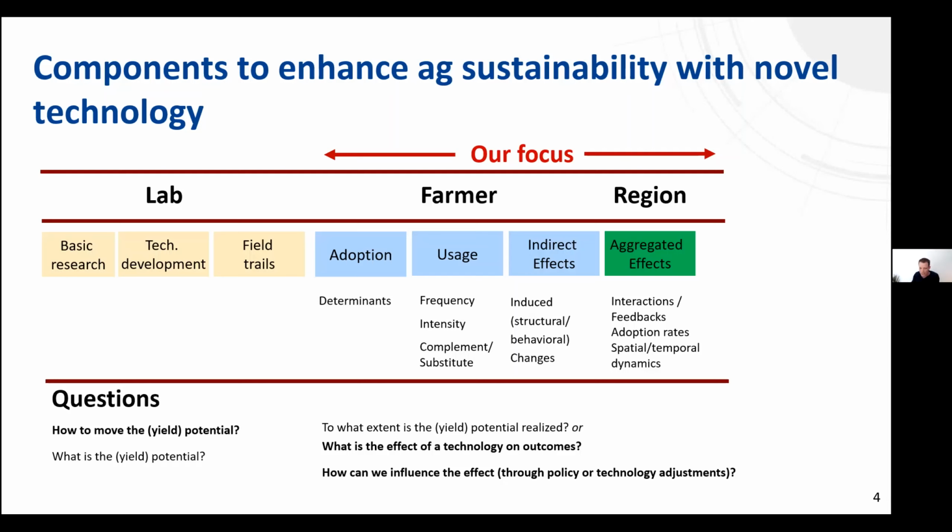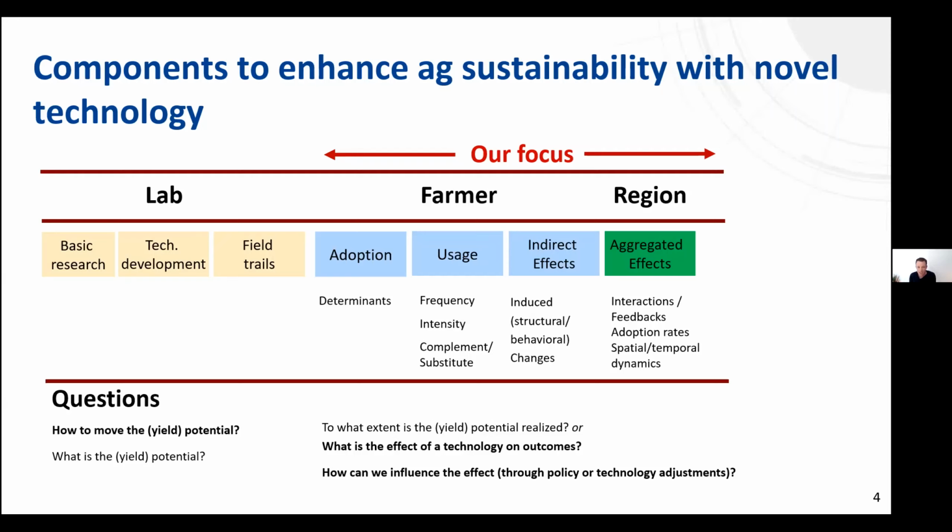While on the right side, the question is really to what extent that yield potential is realized by farmers. More concretely, we are probably not that interested in the potential. Primarily what we want to answer is simply: what is the effect of a technology on outcomes? That, I think, is the core question. And then, even more important, building on that: how can we influence the effect of a technology on outcomes via policies, or also provide feedback to the technology development through technology adjustment?